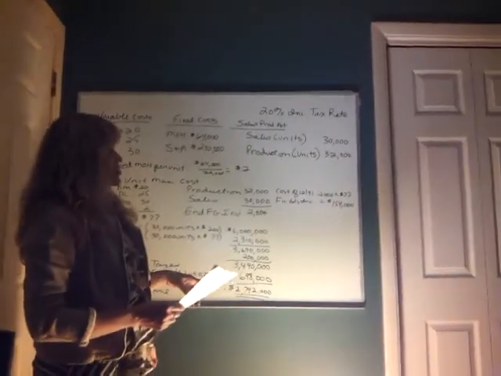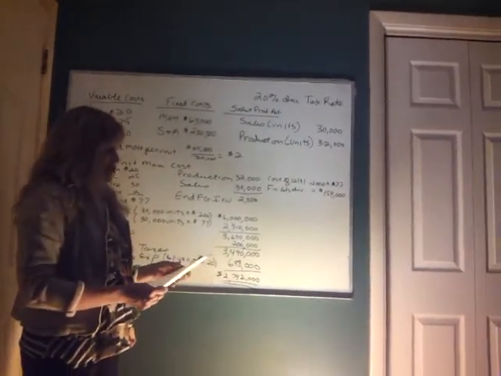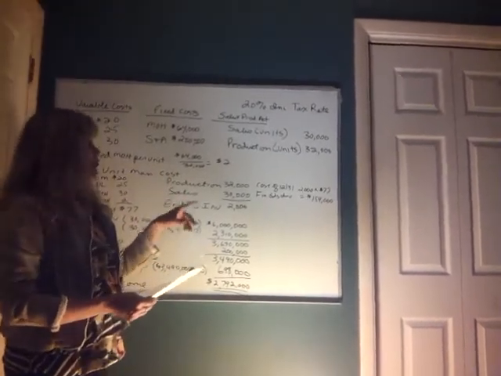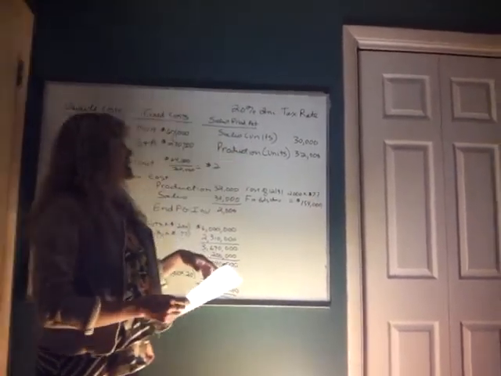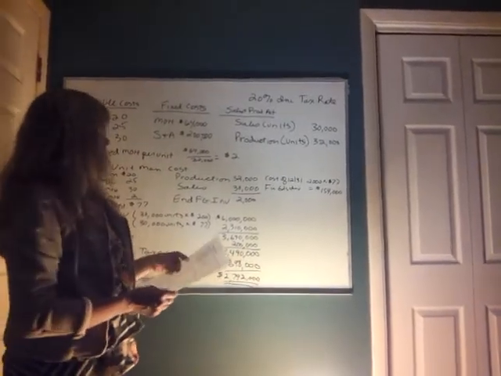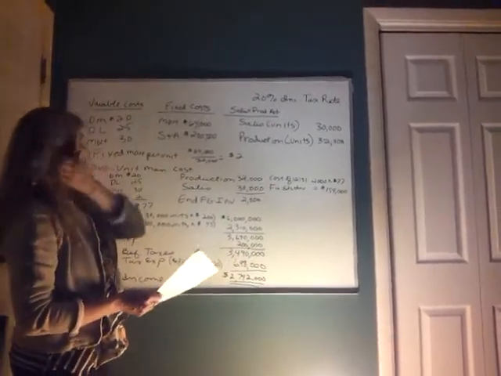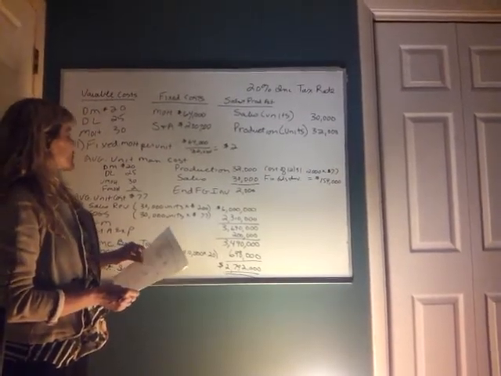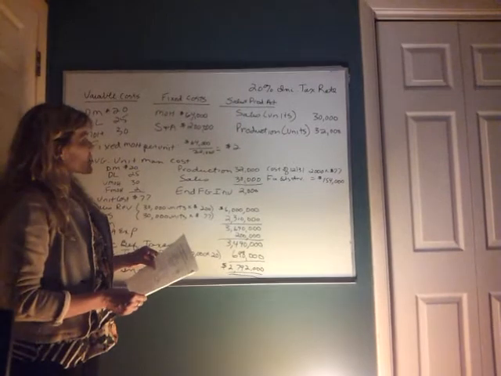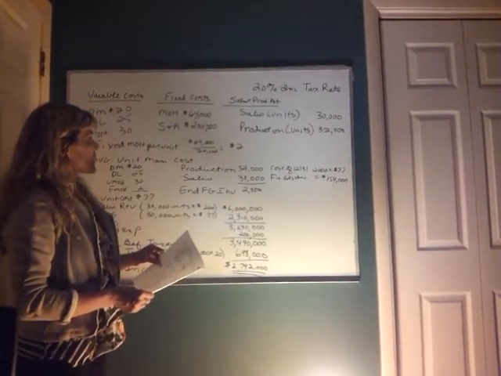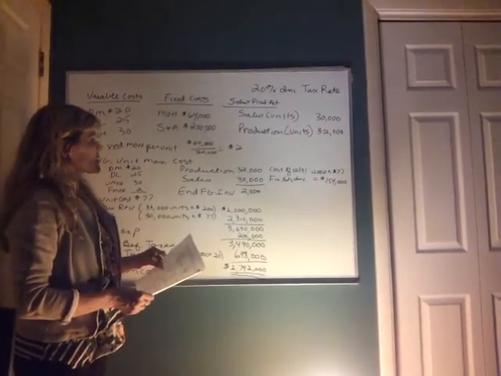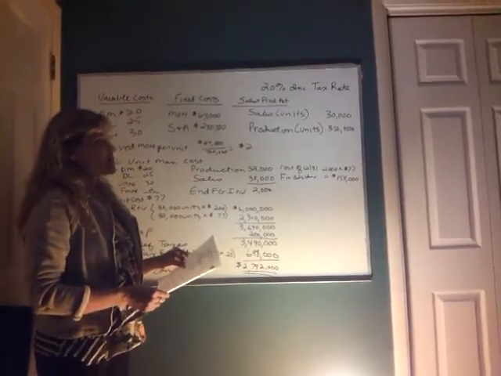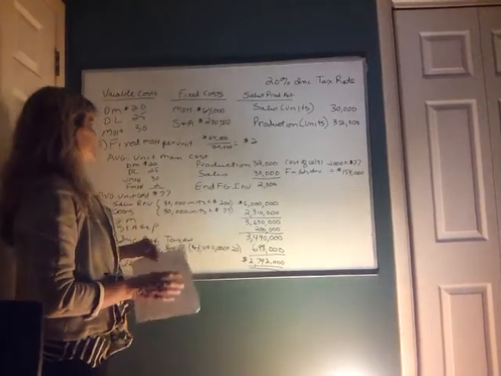The information I sent you, the only thing missing, this is an example of the Chapter 2 assignment. The only thing I did not include was an income tax rate, and the income tax rate we're going to use is 20% in our example. So we have variable costs: direct material 20, direct labor 25, and manufacturing overhead 30. Our fixed costs on manufacturing overhead are 64,000, selling and administrative expenses 200,000. Our sales in units are 30,000, and our production in units is 32,000.